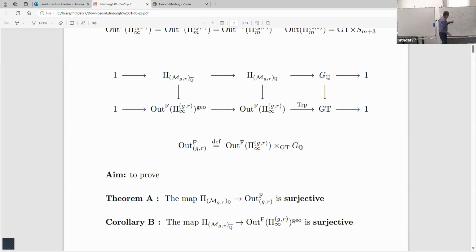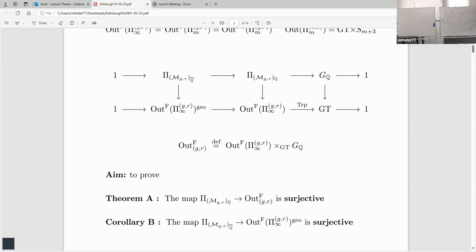So we pull everything back to GQ, and the aim is to prove that this map is surjective. Of course, if it turns out that GT is GQ, this just implies that this map is surjective. But at any rate, what one obtains as a corollary of this is that this map is always surjective. Right?